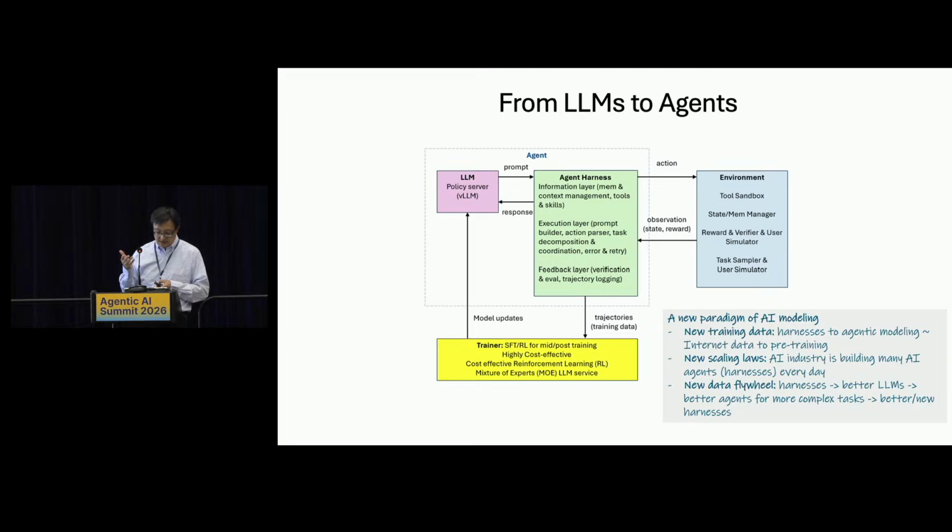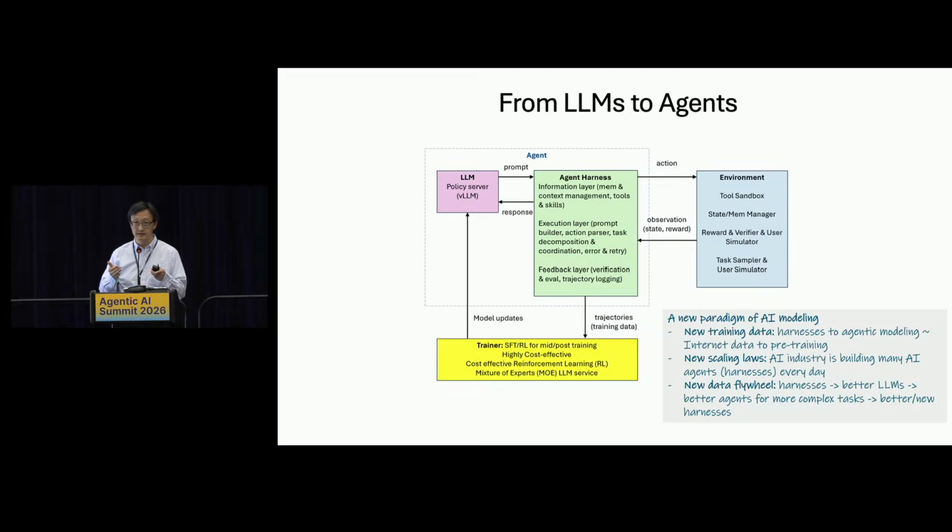Putting together, we witness a new paradigm of AI modeling, where harness is like the training data to agentic modeling, just like the internet data to model pre-training, right? As the AI industry and the community are building many AI agents and harnesses almost every day, we actually witness an emergence of a new data flywheel, where distilling agent capabilities from harness leads to AI models that are more capable of doing things, and these models can help us build even better AI agents that can generate more sophisticated trajectory data by solving more sophisticated tasks.